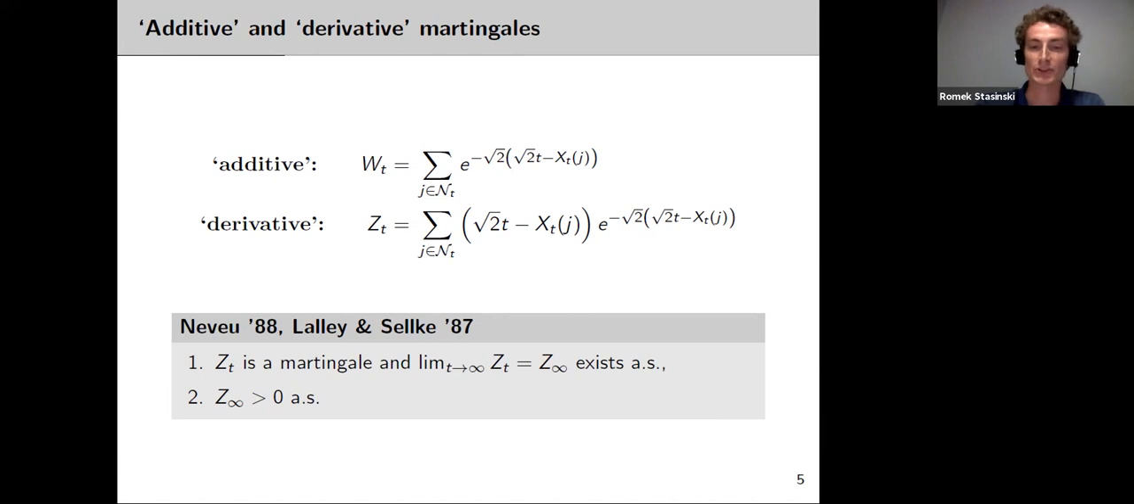So in case of W_t, it's pretty easy to see that this is a martingale and that it converges almost surely because the contribution of each particle is always strictly positive. But in case of the derivative martingale, well, one can easily check that this is still a martingale, but each particle can actually have either negative or positive contribution. And in particular, particles that travel very far away, so above square root of 2 t, have a very negative contribution to the sum. Nevertheless, it was proved by Neveu and Lalley and Sellke in the late 80s that the limit of Z_t actually exists, and it is almost surely finite.